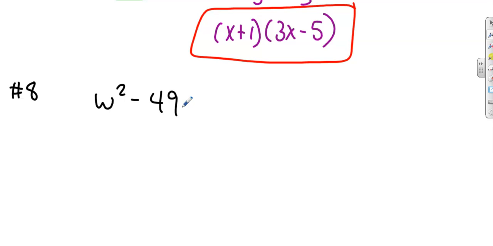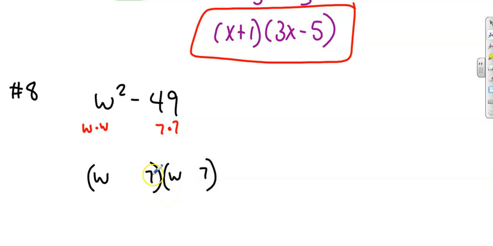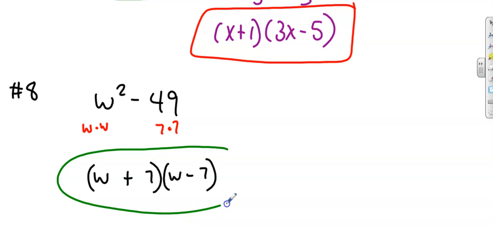Once you get there, it has to be the difference of 2 perfect square numbers. And again, for the perfect square numbers, w squared is just w times w. 49 would be 7 times 7. And for the difference of perfect squares, you just put the w first in both parentheses, put the 7 at the end. So when we do the full method, you get the 7 times 7 for the 49. And since it's negative, there's only one way to get a negative number with 2 numbers. One has to be positive, and one has to be negative. And for that one, that's all that one's going to be.